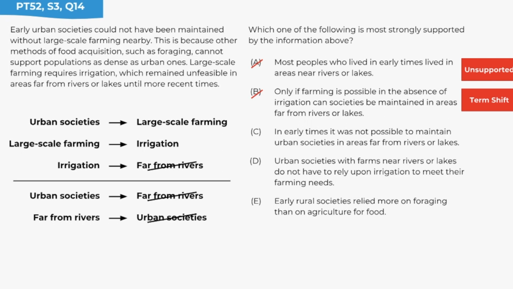Answer choice D says that urban societies with farms near rivers or lakes do not have to rely upon irrigation to meet their farming needs. Urban societies do not have to rely upon irrigation just because they're near rivers or lakes?